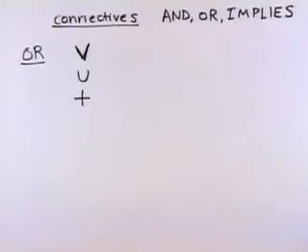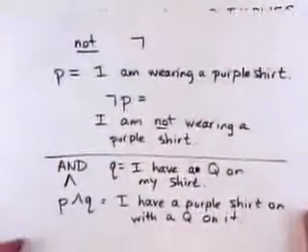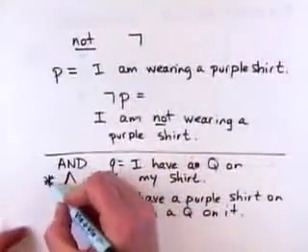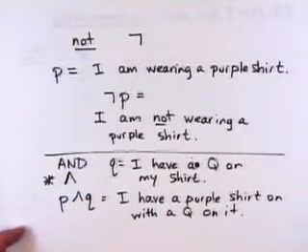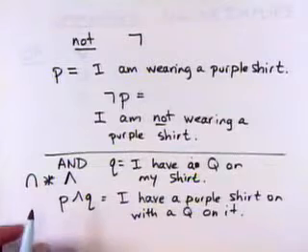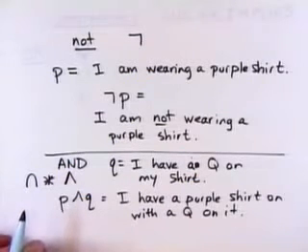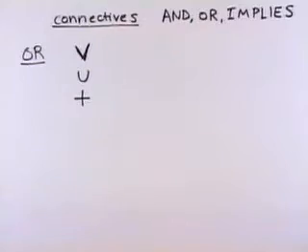Also, if you already know any set theory, this is like union, and the and is like intersection. You can also think about this as plus, and we're going to do that later. And you can think of and as times. So let me put this back up and put a little times next to that. Okay, and also you can think of it as intersection.